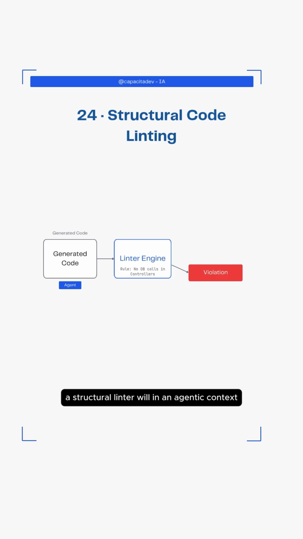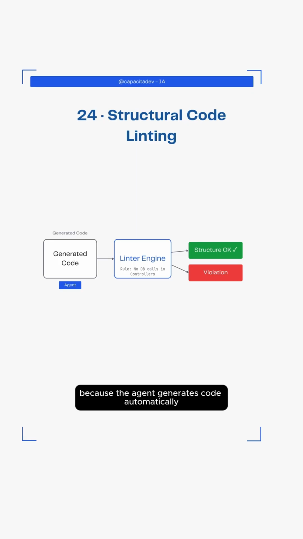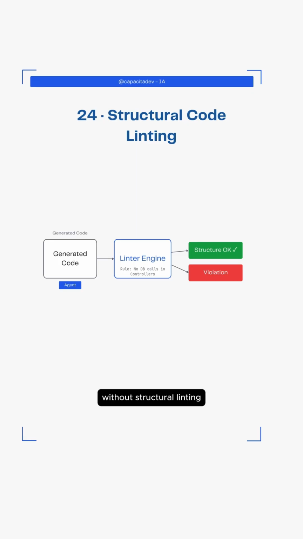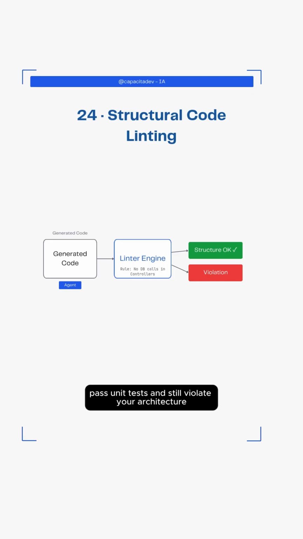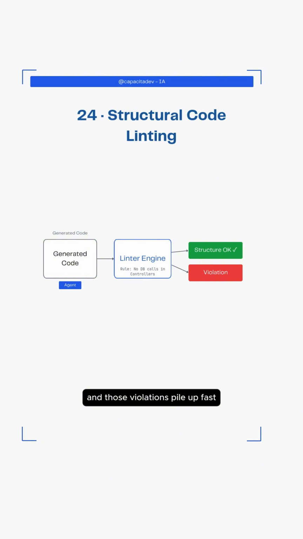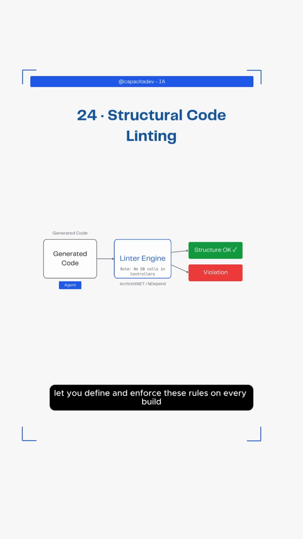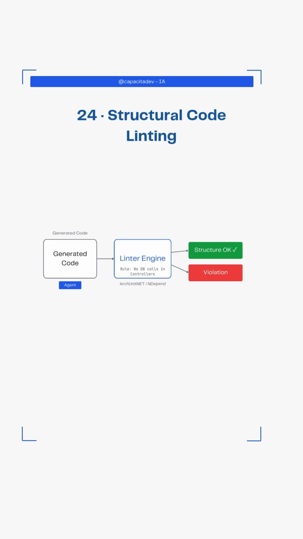A structural linter will. In an agentic context, this matters because the agent generates code automatically. Without structural linting, the agent's output might compile cleanly, pass unit tests, and still violate your architecture. And those violations pile up fast when an agent is shipping code at speed. In .NET, tools like ArchUnitNET let you define and enforce these rules on every build.